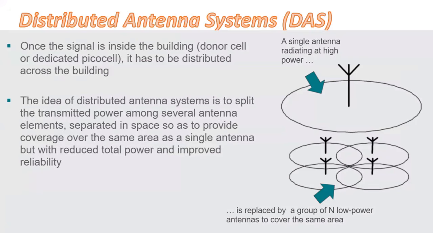So a DAS is a network of spatially separated antenna nodes that expands the cellular range and boosts signal strength. The DAS helps to achieve superior cellular connectivity in a high density indoor or outdoor venue. Once the radio signal is inside the building, it must be distributed across the building. A DAS splits the transmitted power among several antennas so that reliability can be improved. This is possible because less power is wasted in overcoming penetration and shadowing losses.